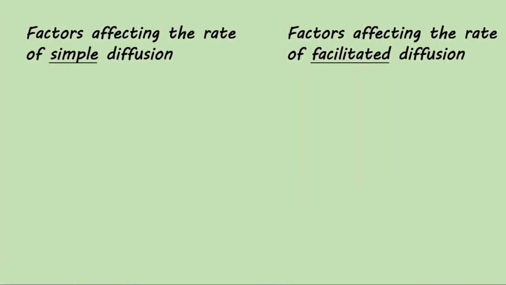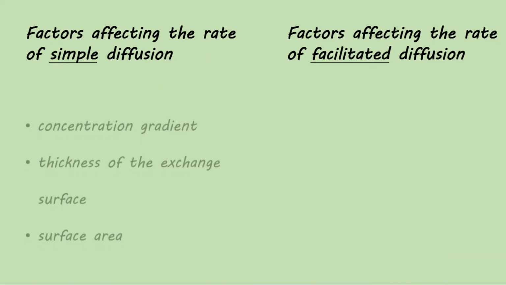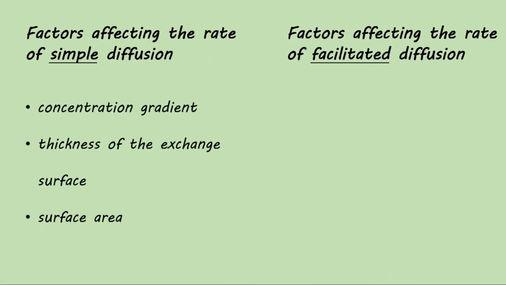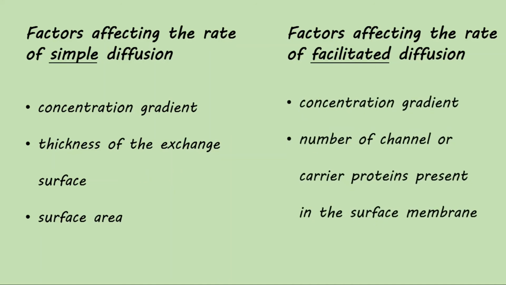The factors affecting the rate of simple diffusion are the concentration gradient, the thickness of the exchange surface, and the surface area. Factors affecting the rate of facilitated diffusion include the concentration gradient and the number of channel or carrier proteins present in the surface membrane.